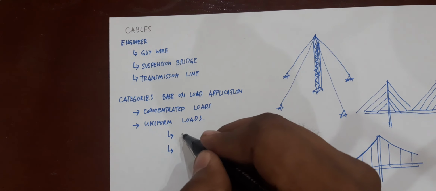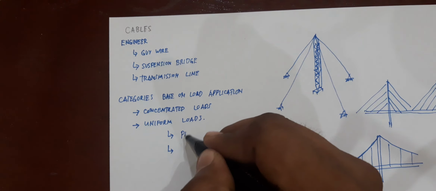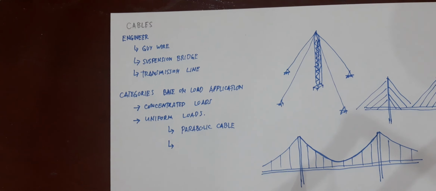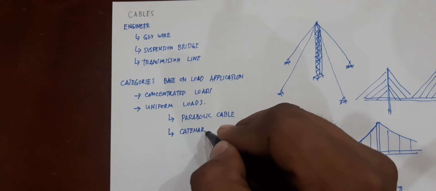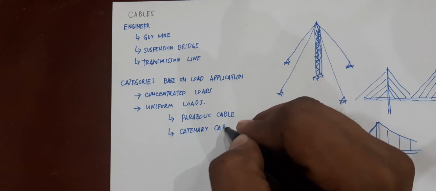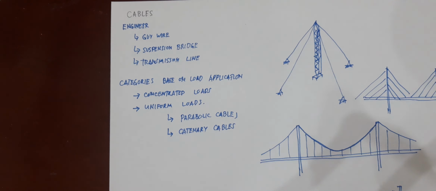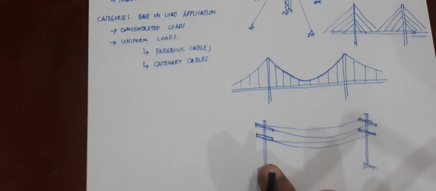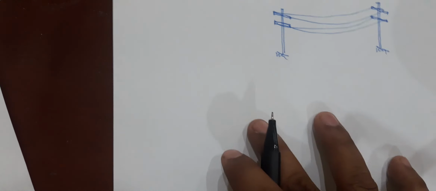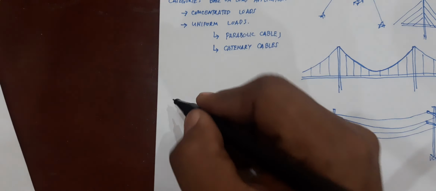First is your parabolic cables. The best example for parabolic cables is your suspension bridge. And then of course you have your catenary cables. The best example for catenary cables is your transmission lines. So let's focus first on cables supporting concentrated loads.